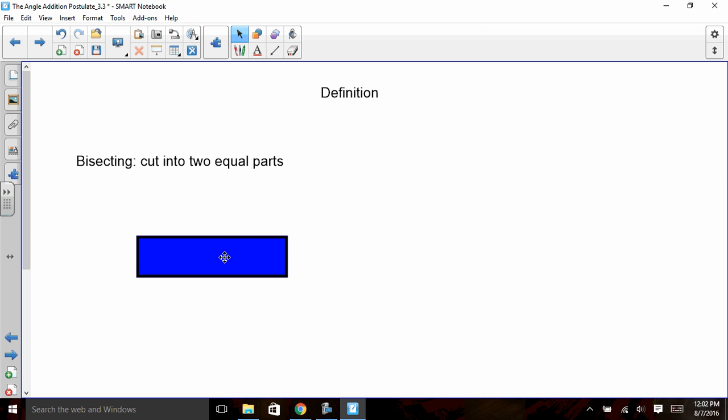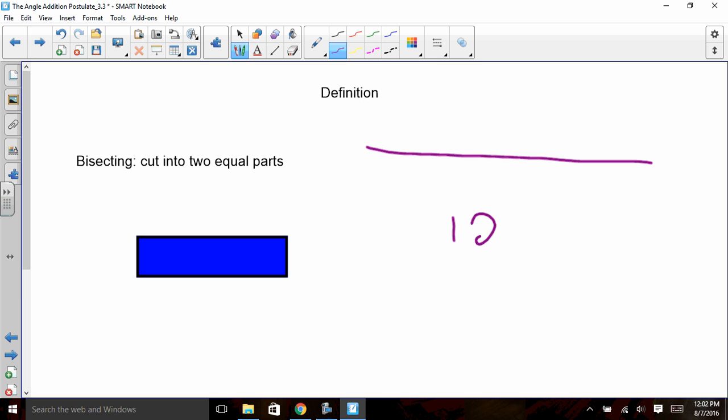One of the first things we need to remind ourselves is the definition of bisecting. Remember, by bisecting, we mean we cut something into equal parts. If we go back to my ruler of 12 inches, we know when we cut that baby in half, that first side has to have 6 inches, and the second side has to have 6 inches.